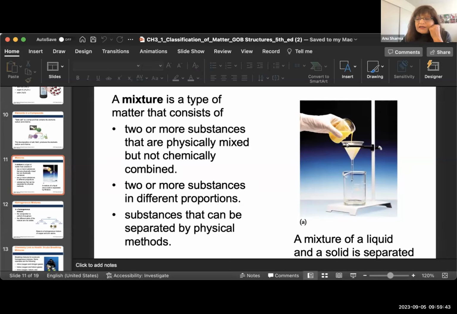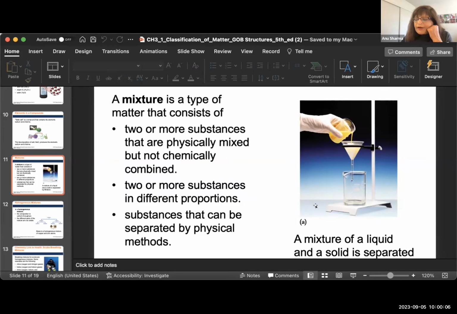Okay, so basically this guy is just filtering. This is a stand, this is a beaker, this is a funnel, this is a round ring, and inside it, this white thing is a filter paper. A cone. This filter paper has been made into a cone.